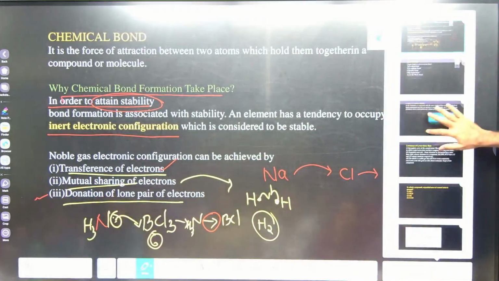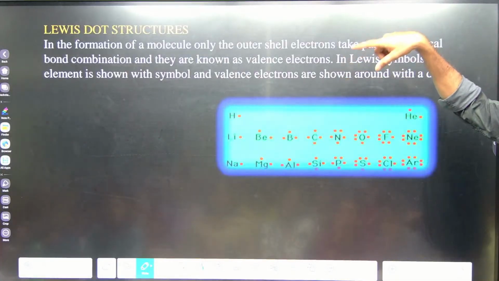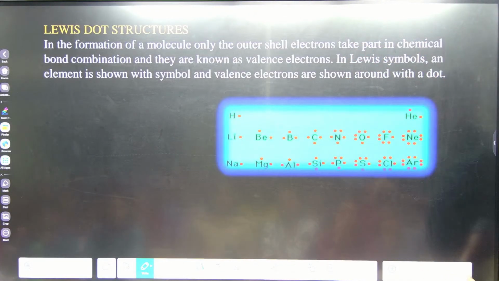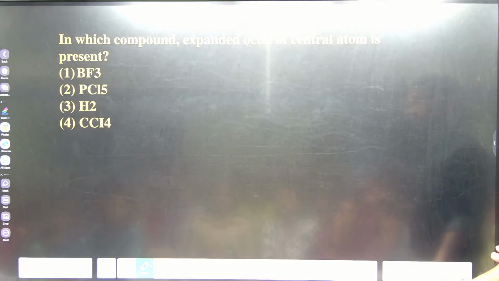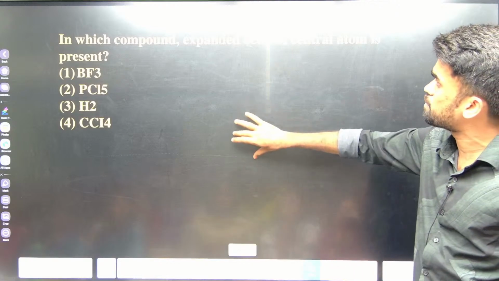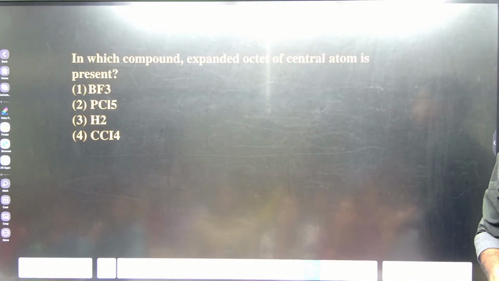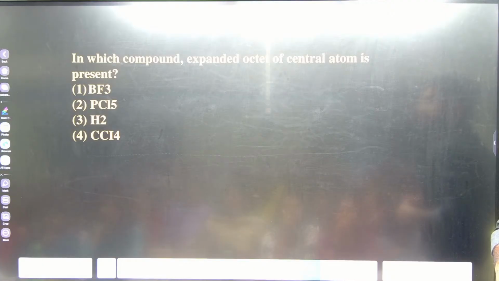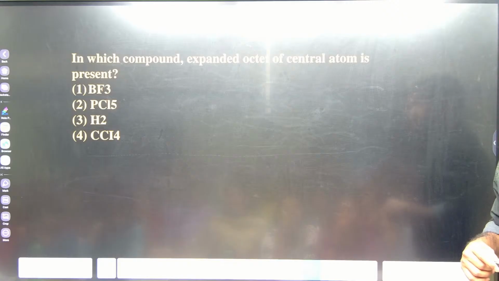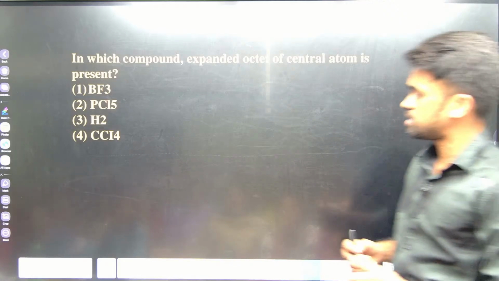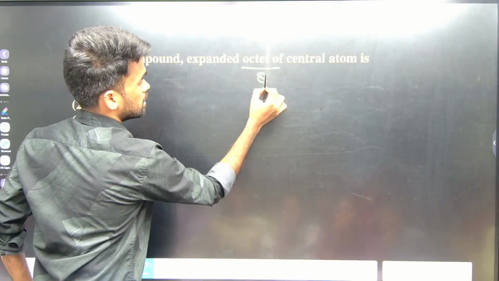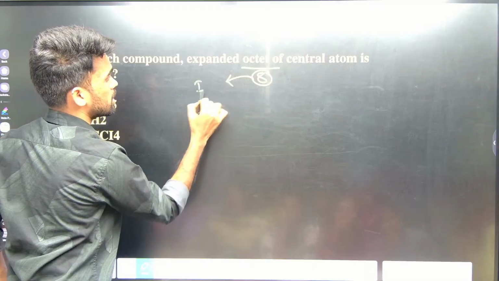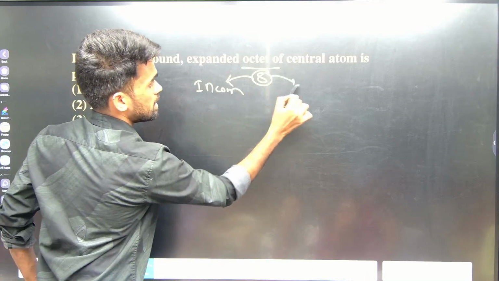Next, Lewis dot structure we discussed, I think it is not required again here. Now tell me which of these has an expanded octet? PCl5. How to say that? Octet means 8. If it is less than 8, you should say incomplete. If it is greater than that, expanded.